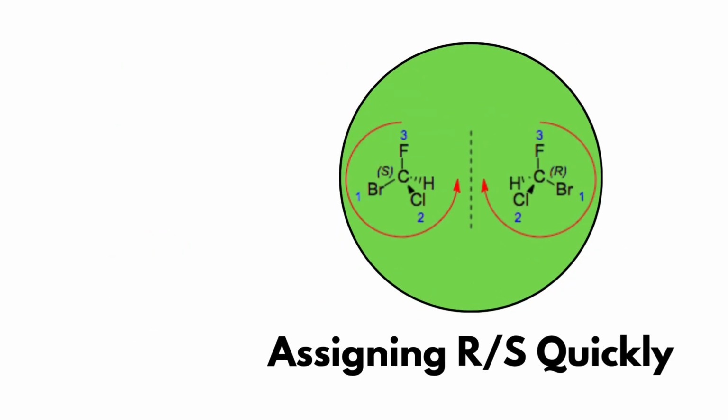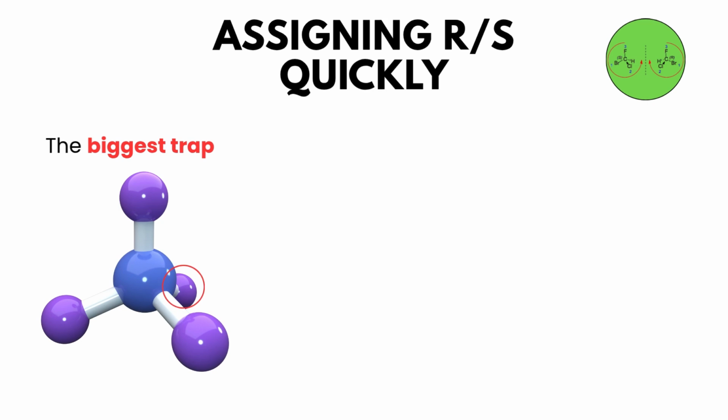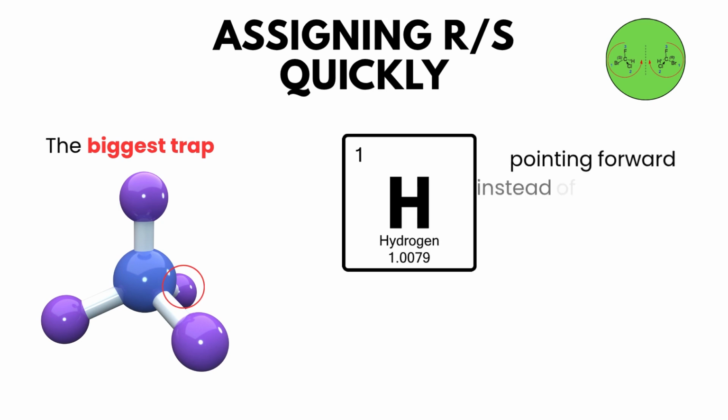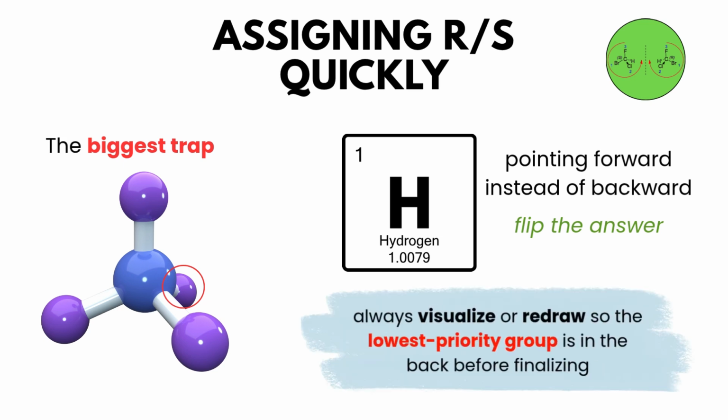Assigning R or S quickly. The biggest trap is forgetting to orient the lowest priority group correctly. If hydrogen is pointing forward instead of backward, you must flip the answer. On test day, always visualize or redraw so the lowest priority group is in the back before finalizing.